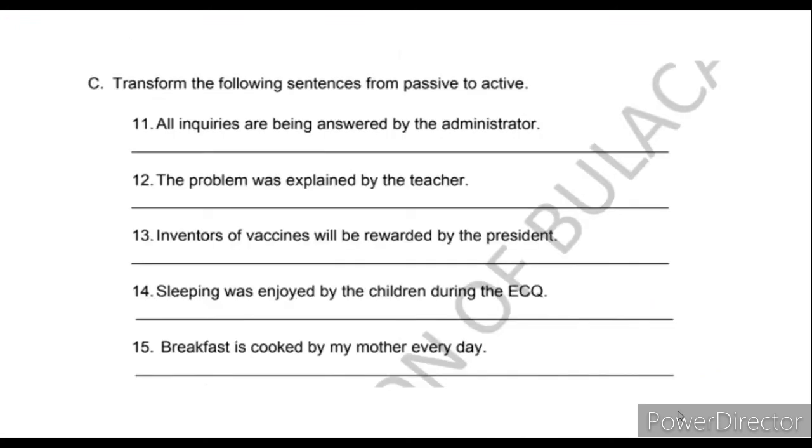Next, for letter C, transform the following sentences from active to passive. Let's have number 11, for example. "All inquiries are being answered by the administrator." So the active voice for it is "The administrator is answering all inquiries."